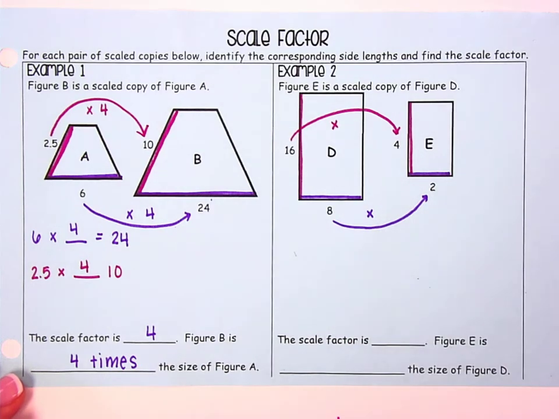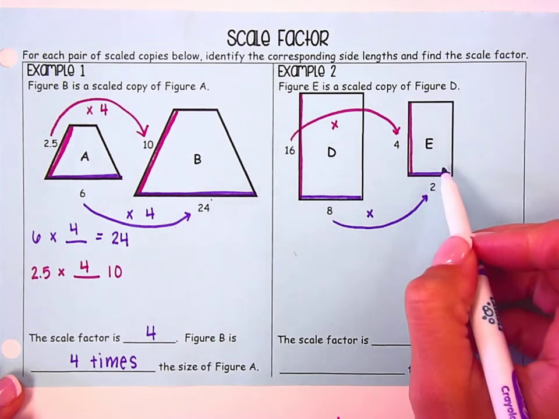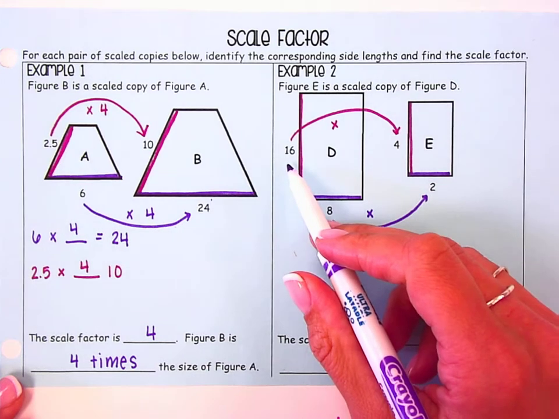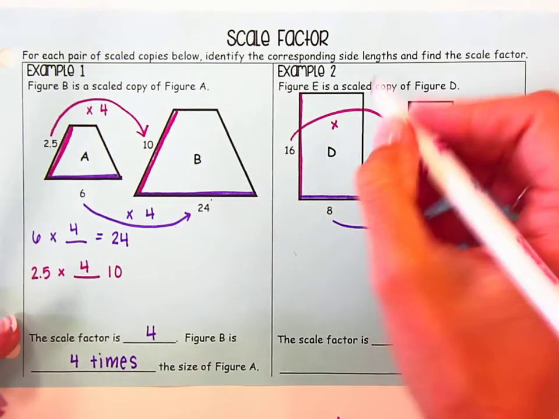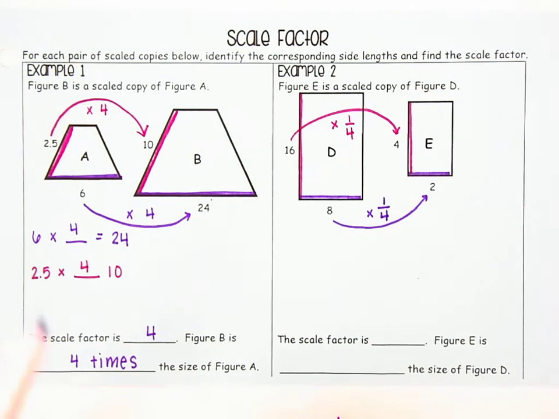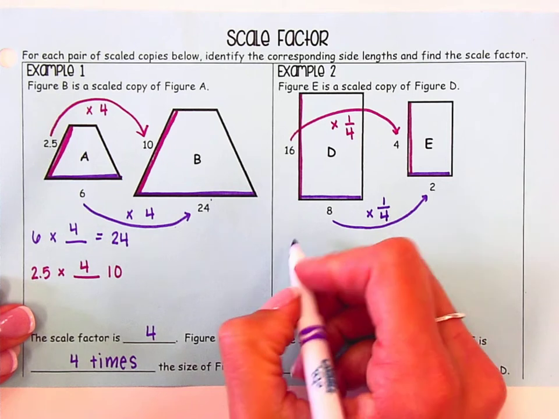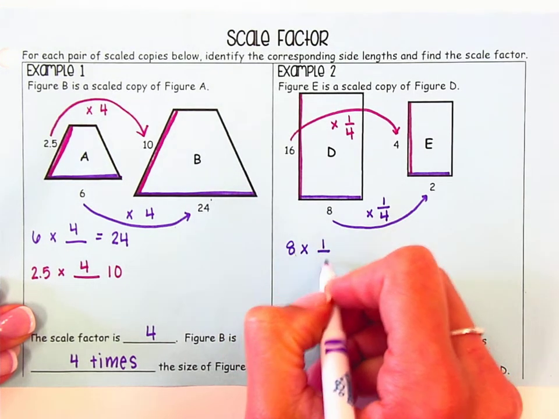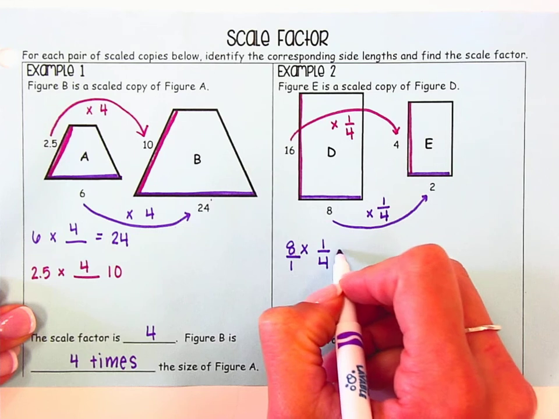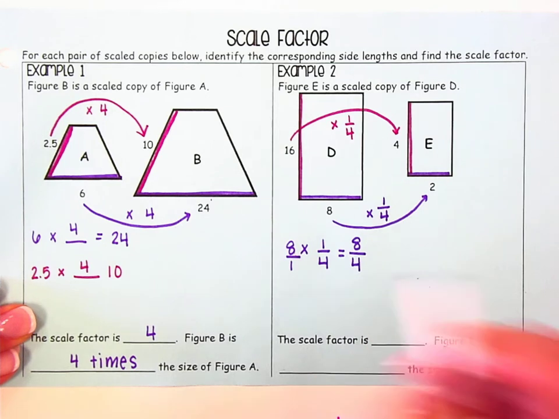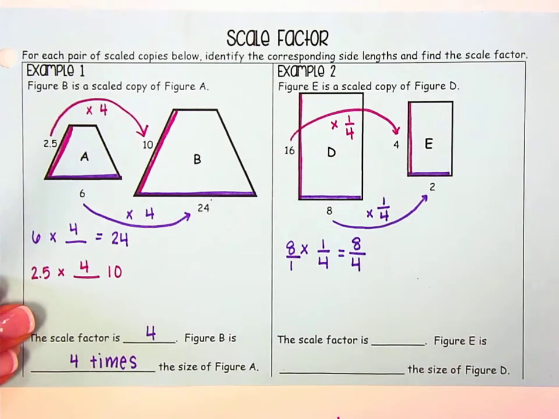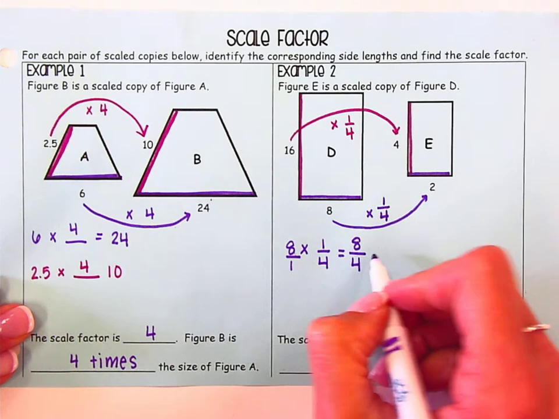When we hear that word of in multiplication, in math, it means multiplication. So if E is 1/4 of D, that means 16 times 1/4 and 8 times 1/4 are going to get us our new side lengths. We can take a look at this in another way as well. 8 times 1/4, or 8 over 1 times 1/4, is the same as 8 over 4, which really means 8 divided by 4. So you can see multiplying by 1/4 is the same as dividing by 4.